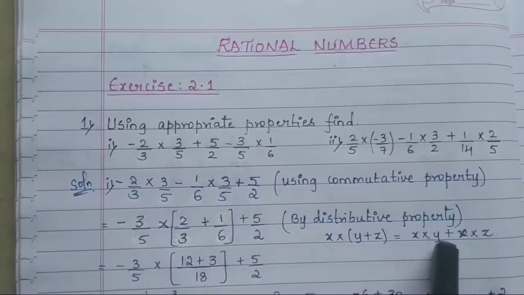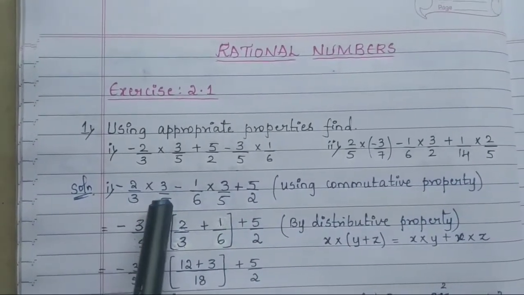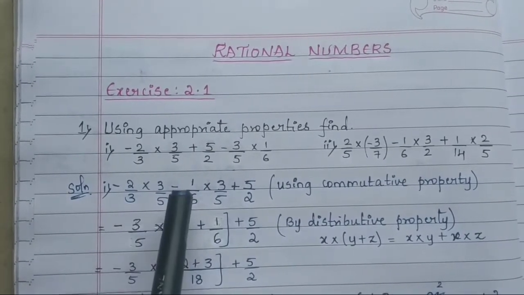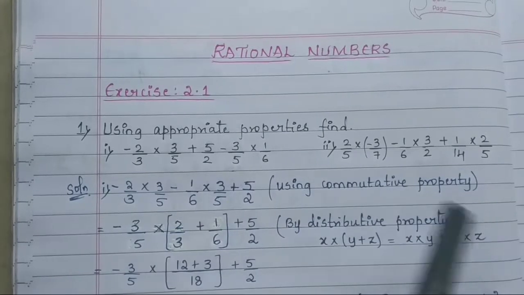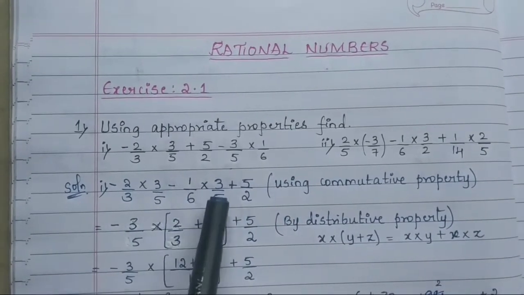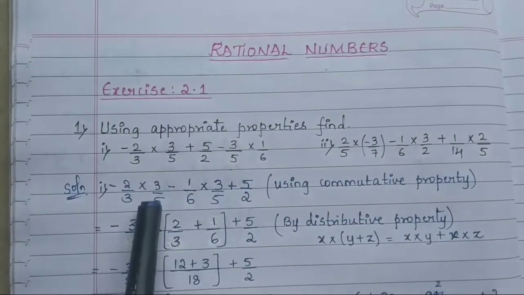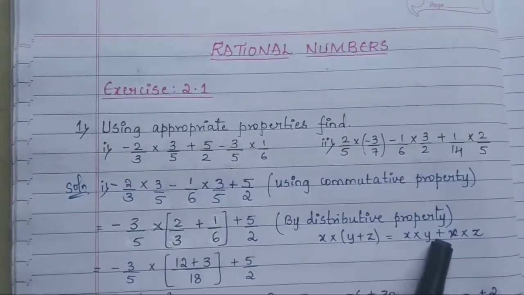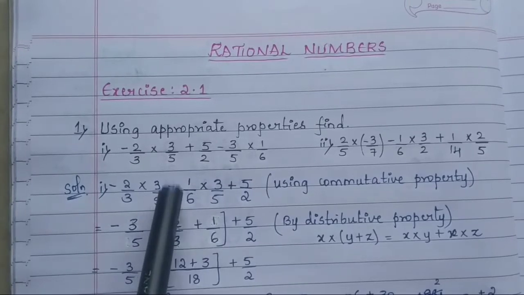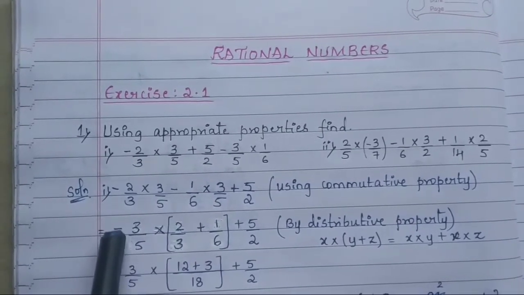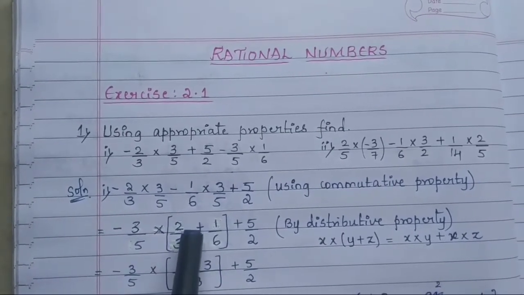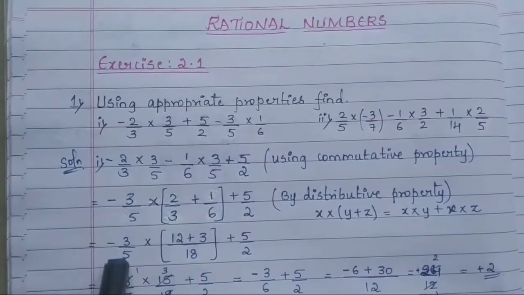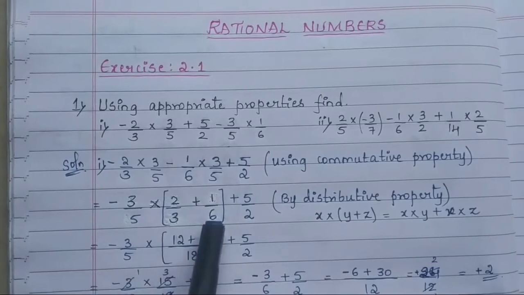As you can see, this is x into y, this is x and this is y, x into y plus x into z is given. You can see x is common here, whereas y and z are different. But here there is a plus sign and here a minus sign, which after taking minus as common will become a plus sign.